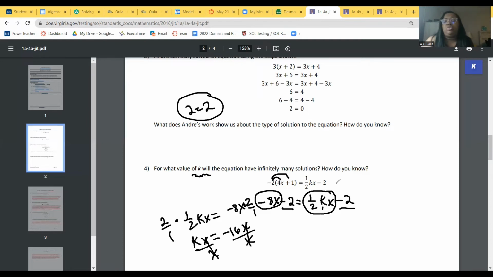You could have also just reasoned with that. If I have a negative 8x and I want it to look like half of kx, half of what number is negative 8? That's what you would ask yourself.